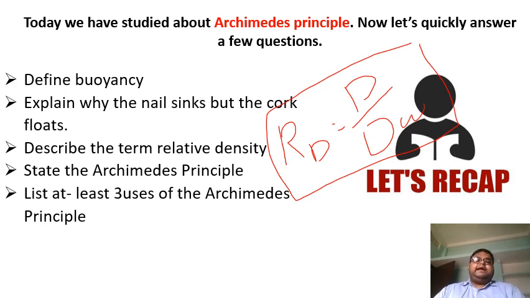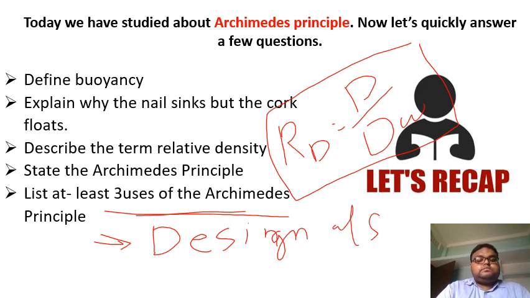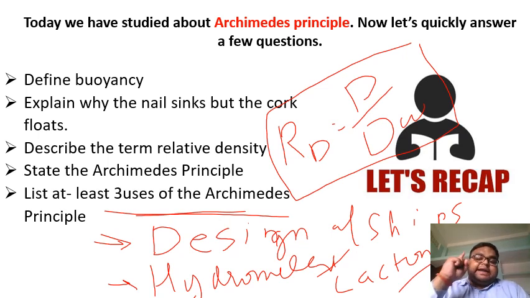What are the three uses of the Archimedes principle? Who will tell me? The first one is that it is used in the designing of ships. It is used in hydrometers and also in lactometers. So the Archimedes principle is used in the designing of ships, hydrometers and lactometers.